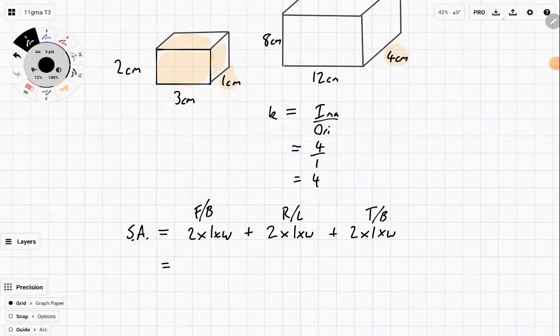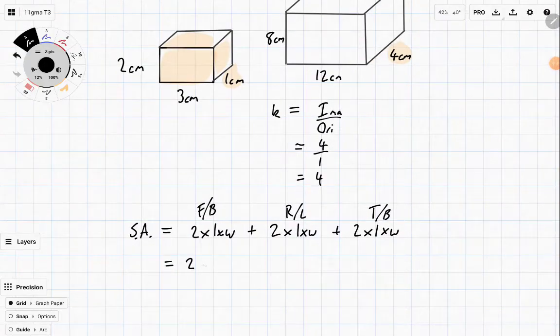Alrighty, so let's now work out each of them. The dimensions of the front and the back is 3 by 2. The dimensions of the right and left are 1 by 2. And the top and the bottom is going to be 1 by 3. Which gives us a total area of the first one of 22 square centimeters.